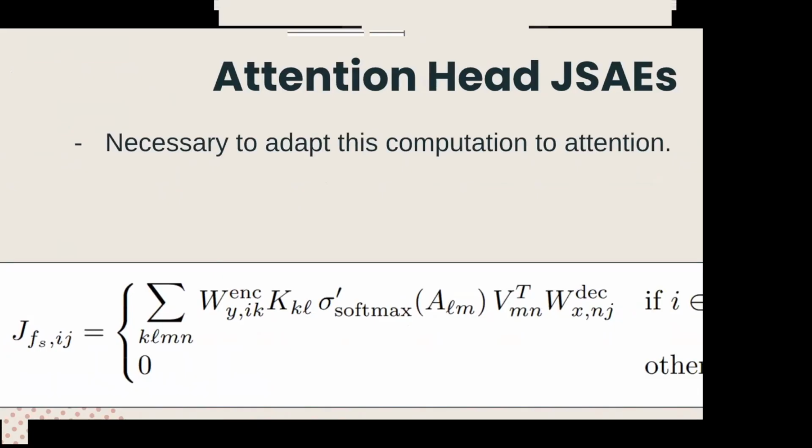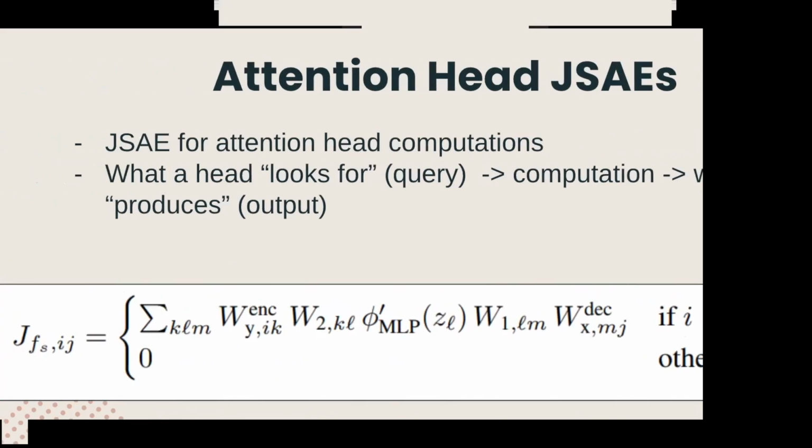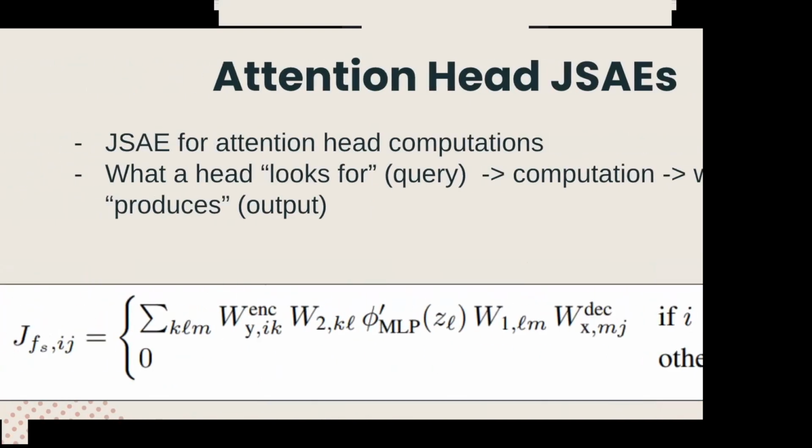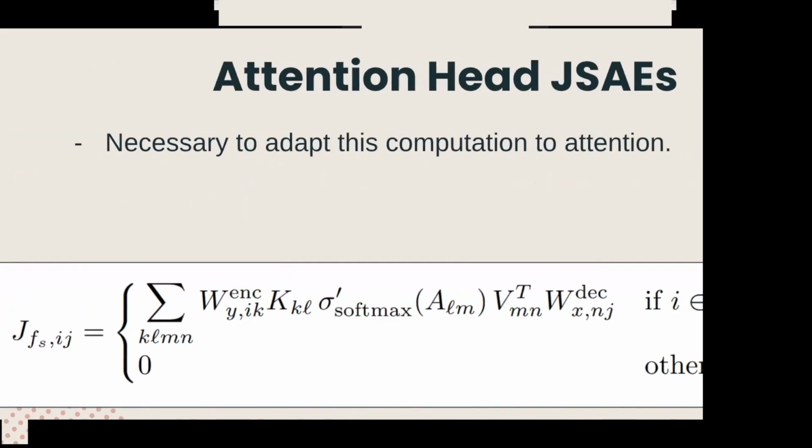So we actually had to change this around because we are using the attention head computation instead of the multi-layer perceptron computation. If you want to see the differences between our function and what they did, they had the encoding weights for their sparse autoencoder, the output weights of their multi-layer perceptron, the Jacobian of the nonlinearity function for their multi-layer perceptron, the input weights for their multi-layer perceptron, and the decoding weights for their input sparse autoencoder as their terms, and we had to replace it with terms that were relevant to the attention computation, which was the input.